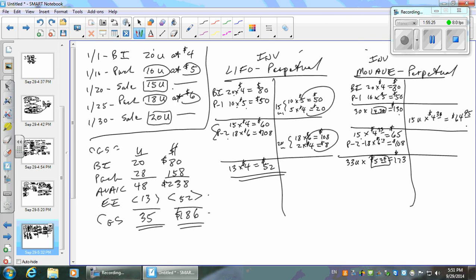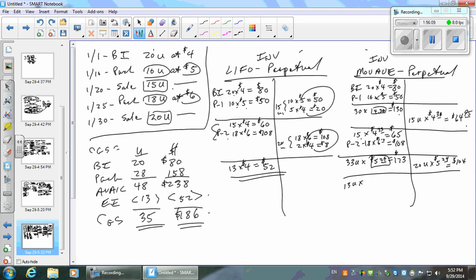All right, and then what do we have? A sale of 20 of them. Did I do that right? Oh, 20 away from 33 is 13. Okay, 20 units times what? 5.24 or so. What's 20 times 5.24? That'll leave me with 13 units at 104.80.